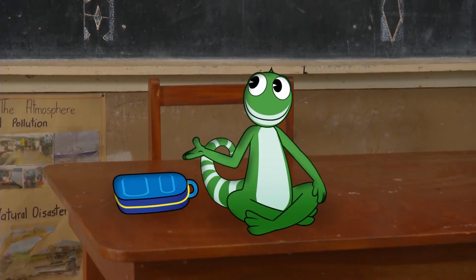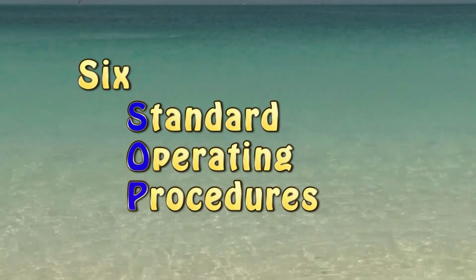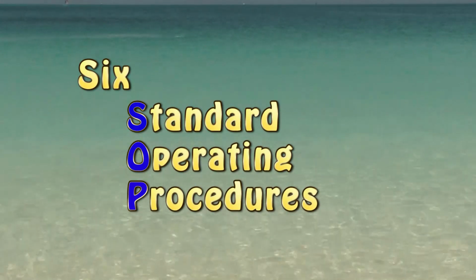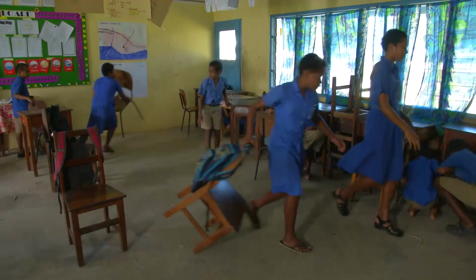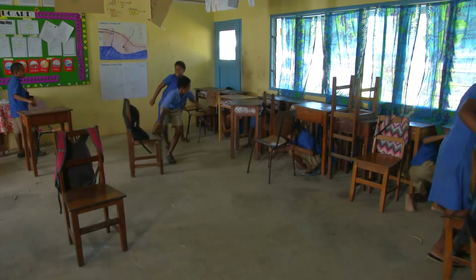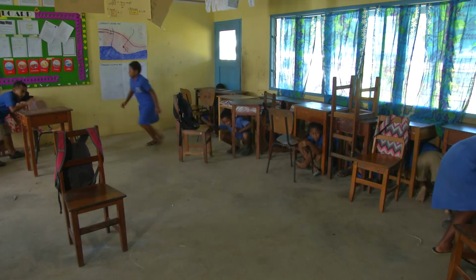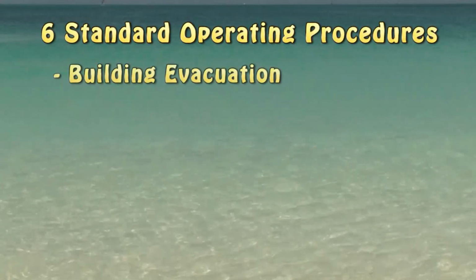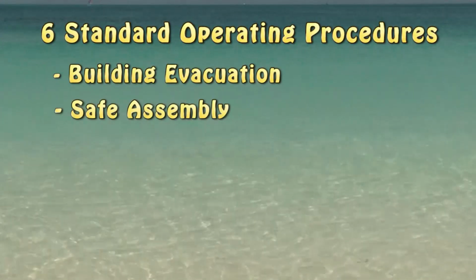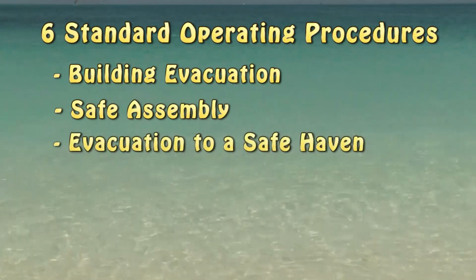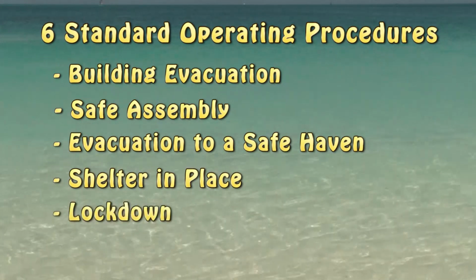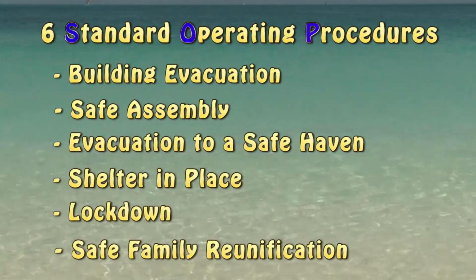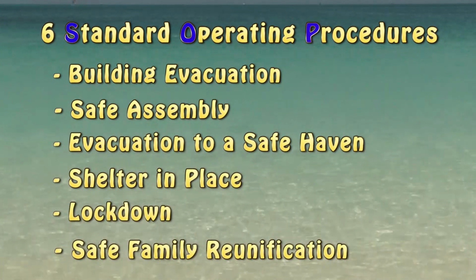Yes, thank you. Today we will learn 6 standard operating procedures that cover almost any situation. These are things that we plan and practice so we can do them easily if we need to. There's building evacuation, safe assembly, evacuation to a safe area, shelter in place, lockdown, and safe family reunification.